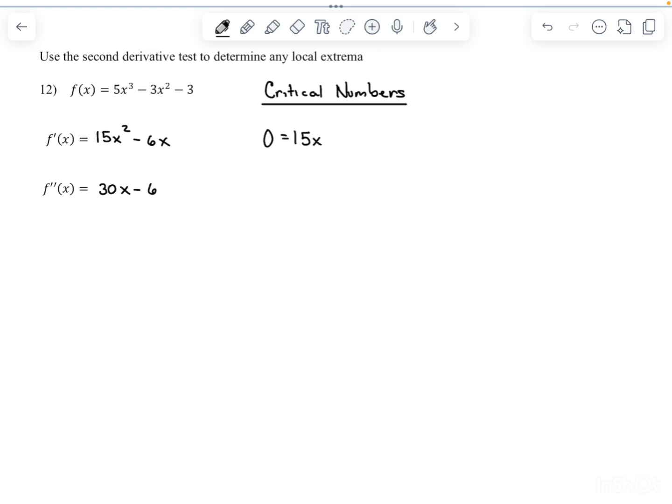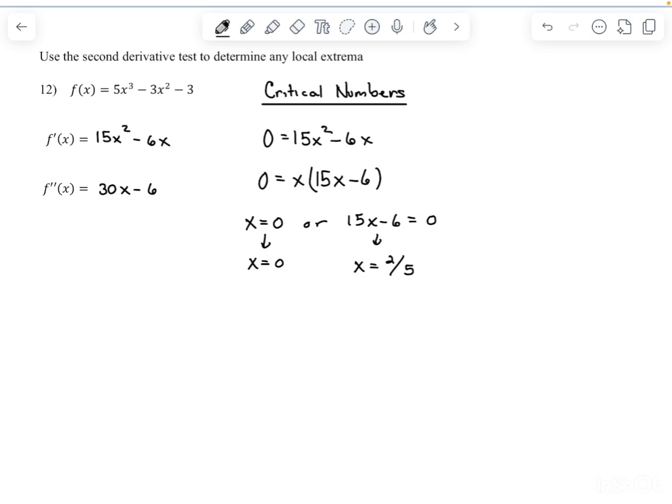So I'm going to set the derivative equal to 0 and factor out an x from both terms. So either x is equal to 0 or 15x minus 6 is equal to 0. For the equation on the left, there is nothing to solve. We just have x is equal to 0. For the equation on the right, x is equal to 2/5. The domain of f of x is all real numbers because f of x is a polynomial function. Since 0 and 2/5 are in the domain of f, we can conclude that they are critical numbers.